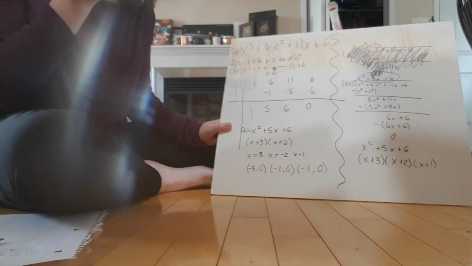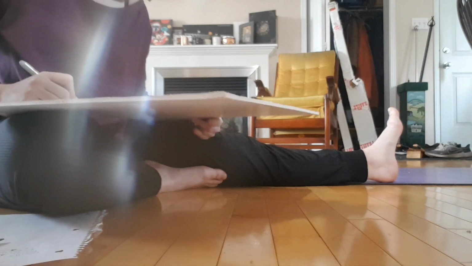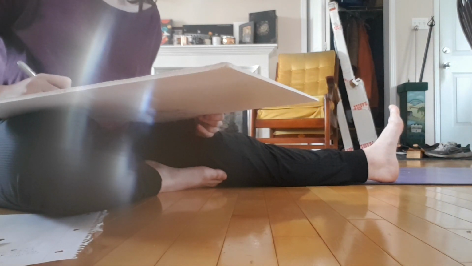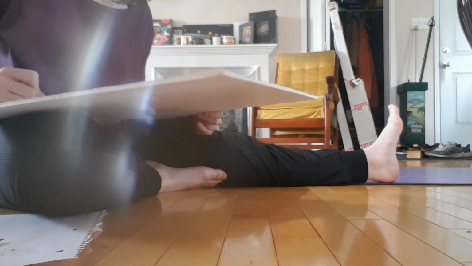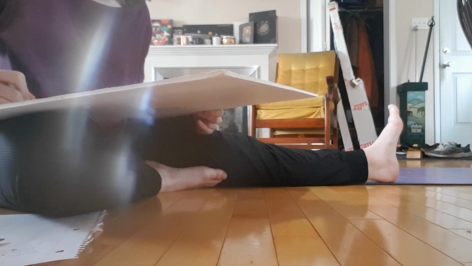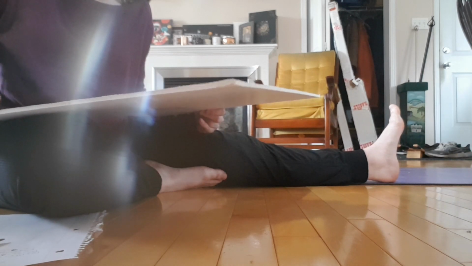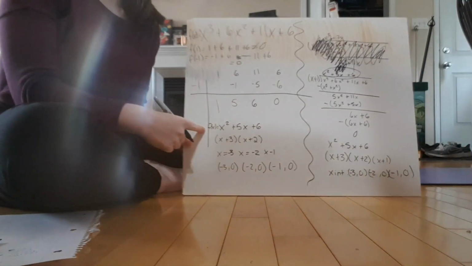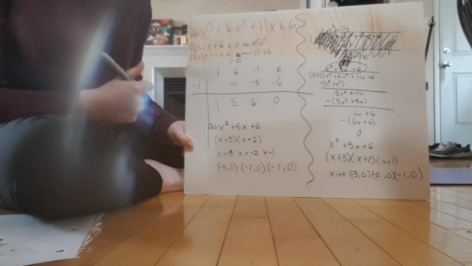And then to find the x-intercepts, I just need to flip it. So I now know my x-intercepts are, if I write them down, at negative 3, 0, at negative 2, 0, and negative 1, 0. And yeah, so I got the same answer as I did on this side, which is super great. And yeah, that is how I use the long division.